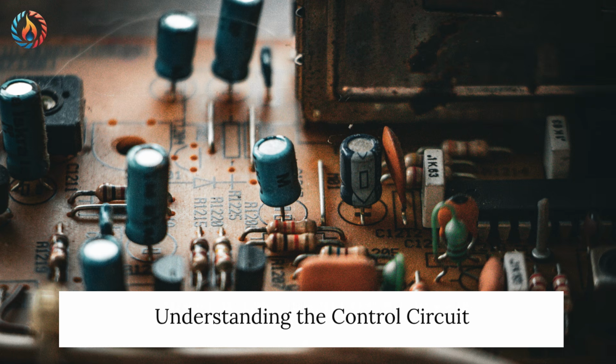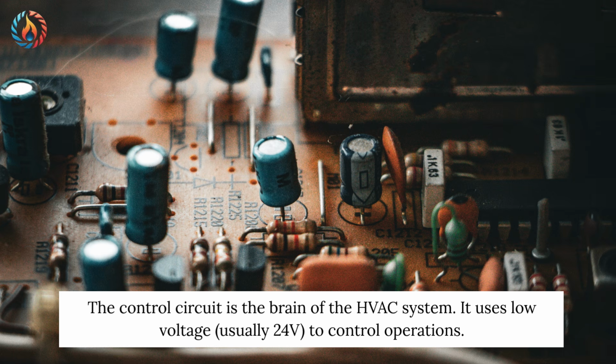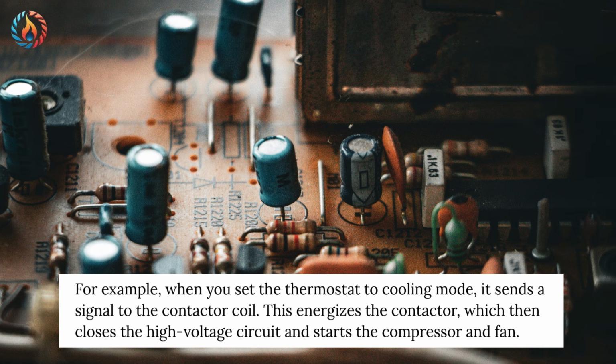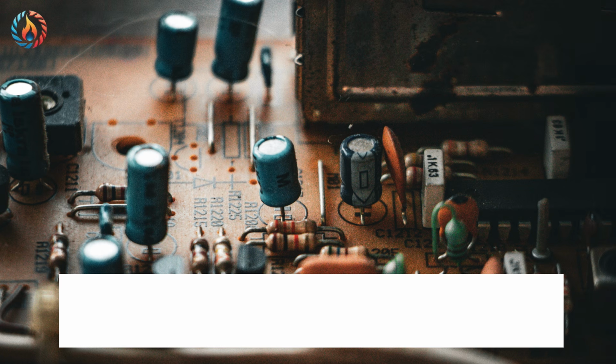Understanding the control circuit. The control circuit is the brain of the HVAC system. It uses low voltage, usually 24 volts, to control operations. For example, when you set the thermostat to cooling mode, it sends a signal to the contactor coil. This energizes the contactor, which then closes the high-voltage circuit and starts the compressor and fan.